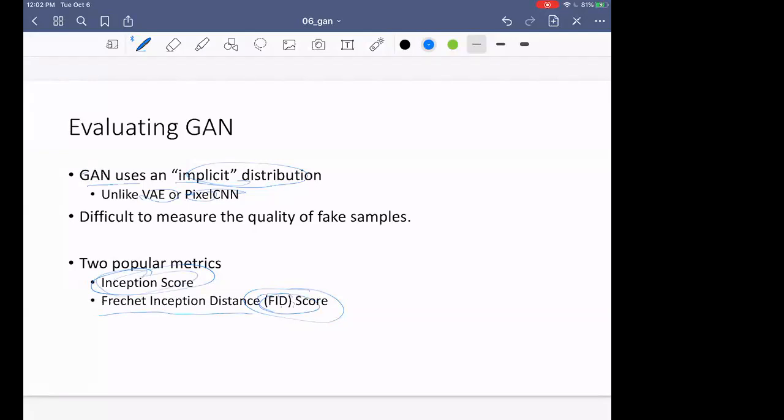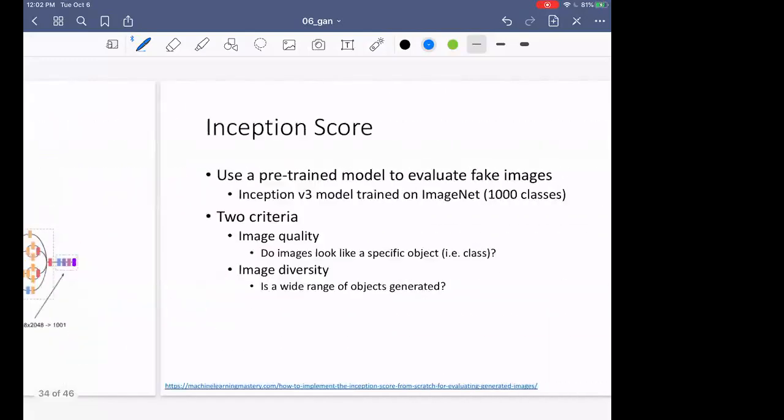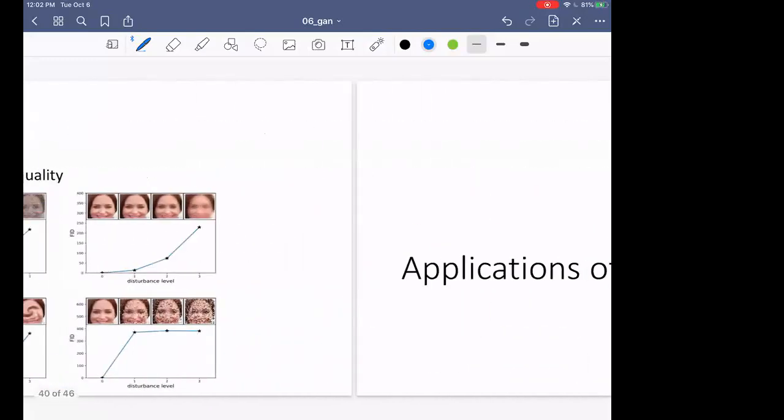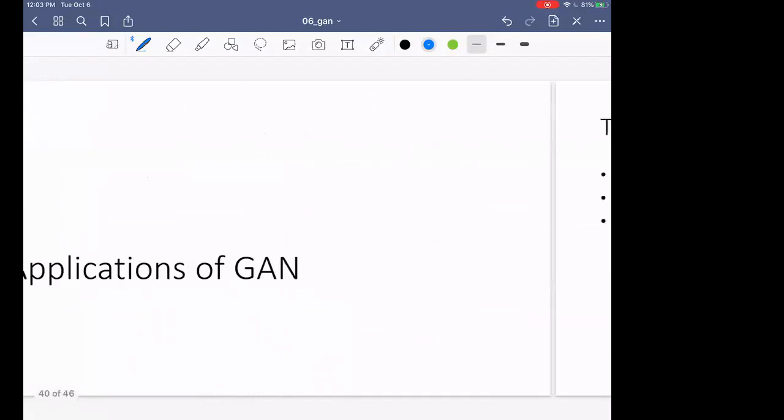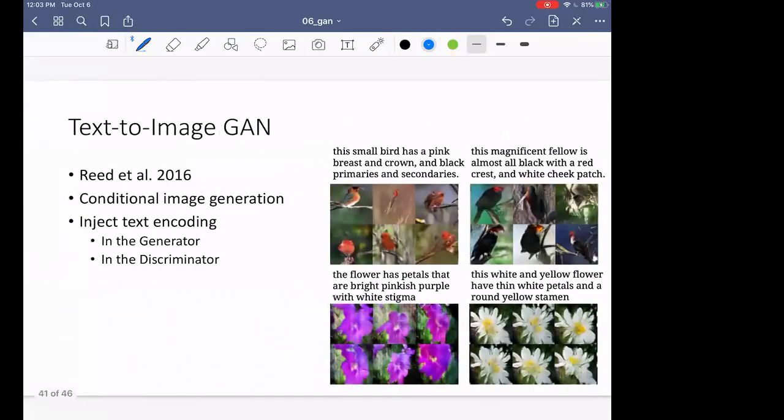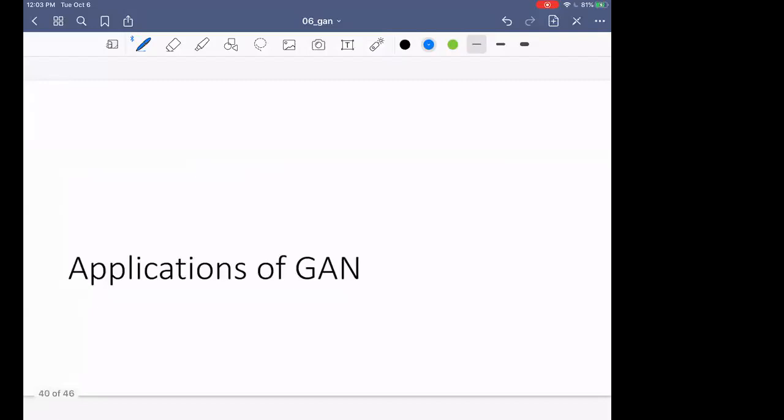Right. So before we do that, for those of you who have other schedules, I just want to skip this and then move on to the application side of the GAN, the recent ones. And after that, I'll talk about the FID and inception score briefly for those of you who stick around. So I'm going to talk about this first.